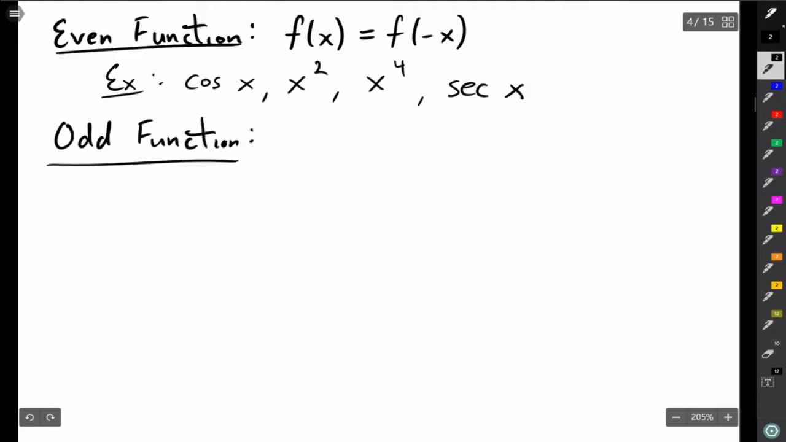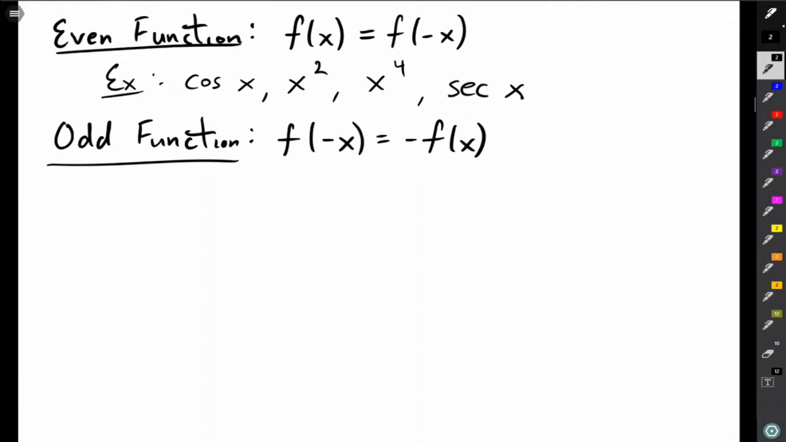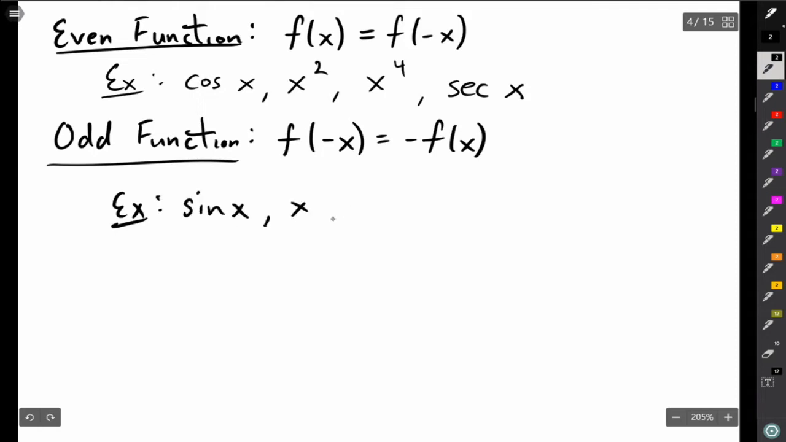Odd functions do the opposite thing. Here f of negative x equals minus f of x. This is something where, say, if we plug in 5 and negative 5, the outputs of the function are opposites of each other. So if f of 5 is 2, f of negative 5 would be negative 2. Some examples of this would be sine of x, x cubed, things like that, tangent. These are all odd functions.